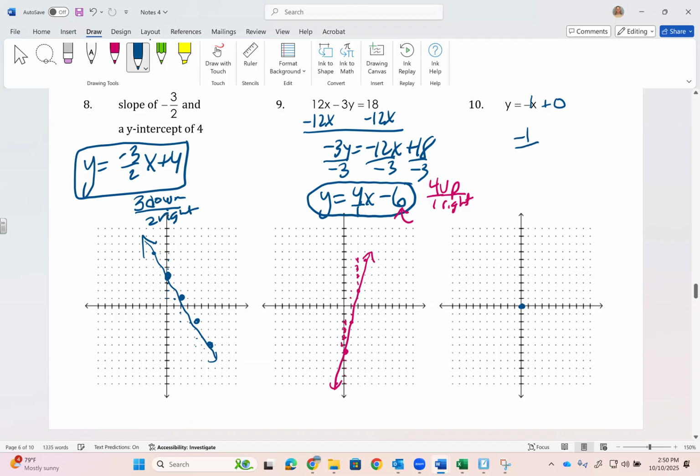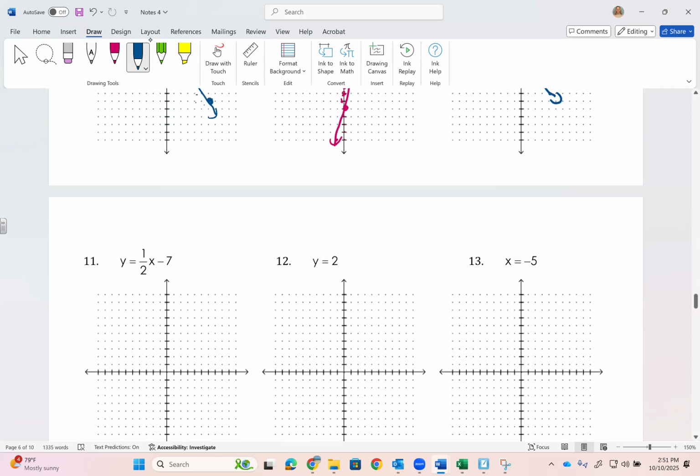So -1 over 1, put it over 1 to make your slope. It tells you to go 1 down and 1 right from the start. From the origin at 0, you're going to go down 1 and right 1, down 1 and right 1, down 1 and right 1. You need at least 5 points. Connect the dots, put arrows on it, call it a day. And then the next 3. Okay, here we go.